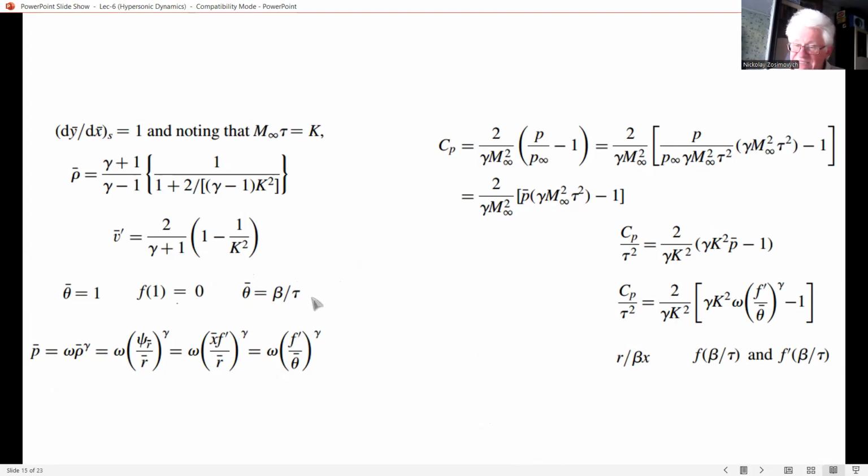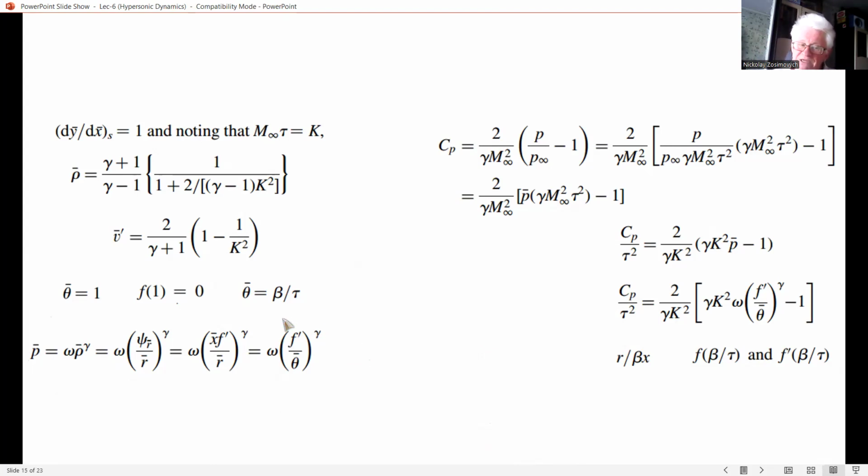Why? Because theta average is simply beta over tau, and the body is the case when theta average equals 1. After the preceding numerical procedure is complete, the conventional flow field variables can be obtained from F and F stretch. And we can obtain the pressure, as you can see at the bottom left part of this slide. Average pressure is proportional to omega times rho to the power minus gamma, or after transformation, gives us this one.